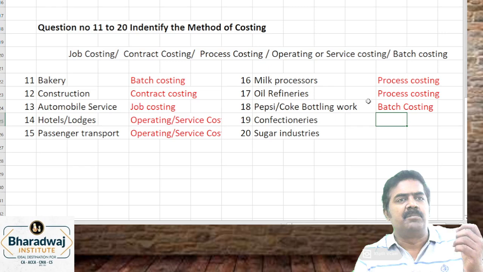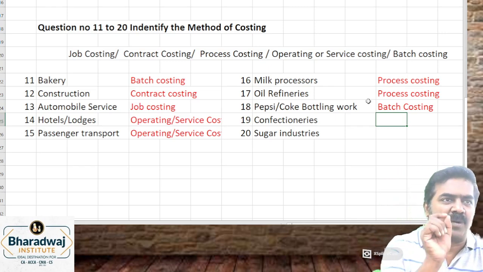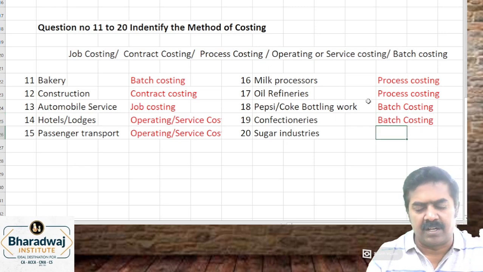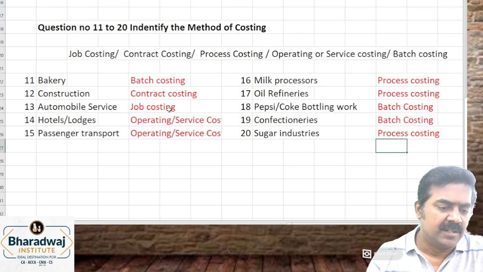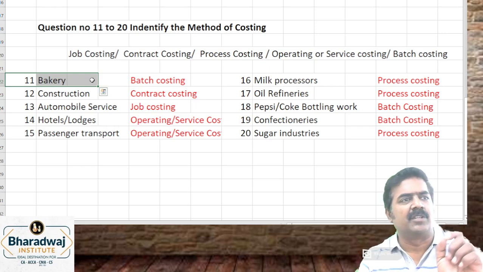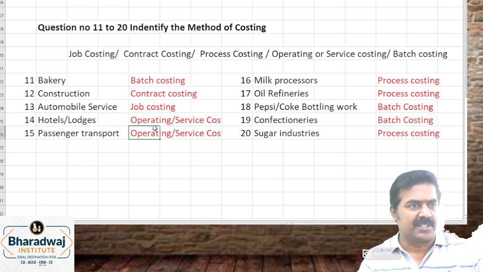Confectionery, biscuits, chocolates manufacturers. Do they manufacture one chocolate? Batch. Sugar industries, process costing. So they will give you a question like, what is the costing method used in a bakery? They will give you options. Choose which costing. Batch costing.